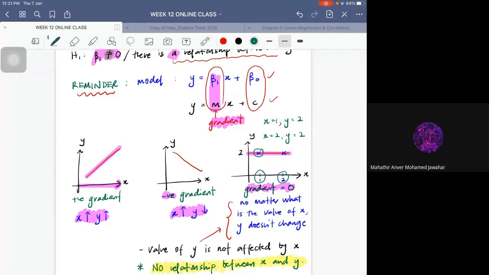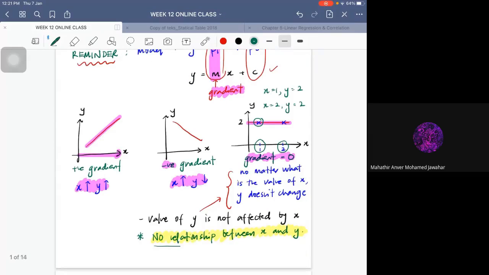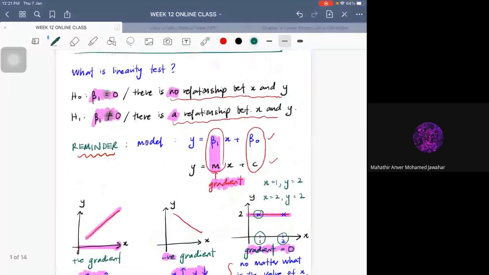So the value of x doesn't change the value of y. The value of y is fixed. No matter what the value of x is, the value of y is always going to be the same. In other words, there is no relationship between x and y. That is why, when we do the test, when beta 1 is equal to 0, so when the gradient is equal to 0, there is no relationship between x and y. When beta 1 is not equal to 0, when the gradient is not equal to 0, it could be positive or negative, so there is a relationship between x and y.